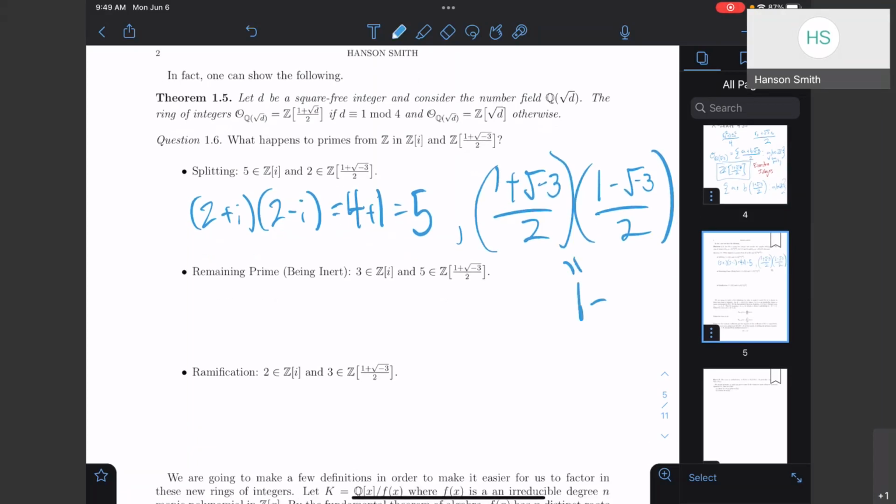So I get 1 plus 3 over 2, which happens to be 2. So 2 splits into these. Did I mess it up? Oh, dang it. Yeah. In the back of my head, I knew that was going to mess up, because this is actually a root of unity right here. Maybe does 2 remain prime? Anyway, let's move on.